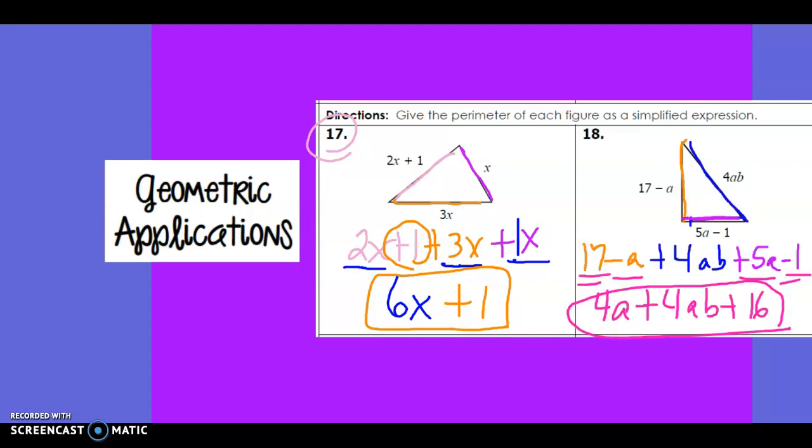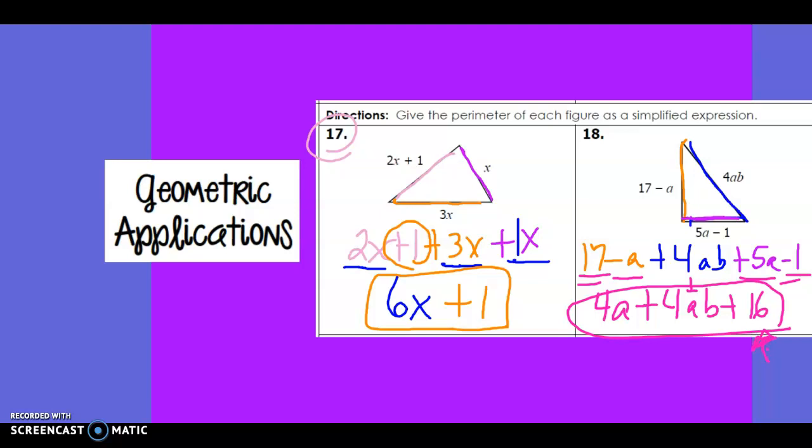All right, let's see how you did for problem number 18. Your final answer should be 4a plus 4ab plus 16. Notice I wrote down all three sides added together. I combined all of my a terms, which I've underlined once. I combined my constants, 17 and -1. I underlined them twice. And my ab term, I had no other terms that had both ab in it, and so I just brought that term straight down. And again, remember that I talked about we put the constant terms, the plain numbers, always at the very end.